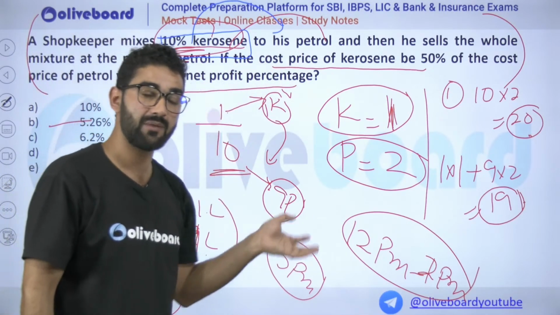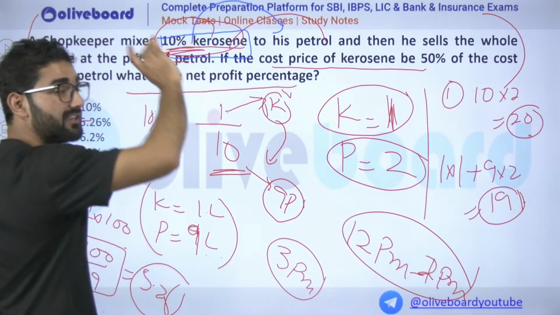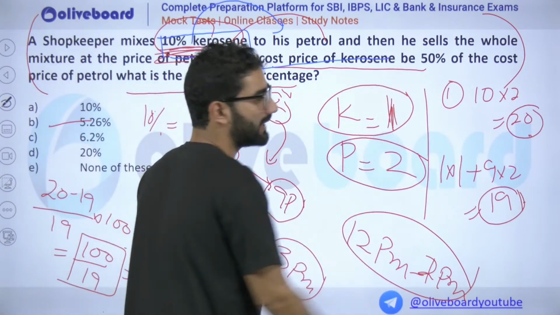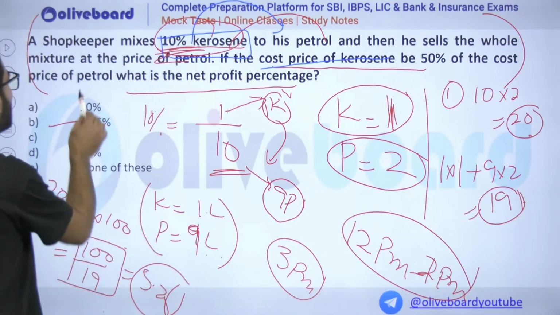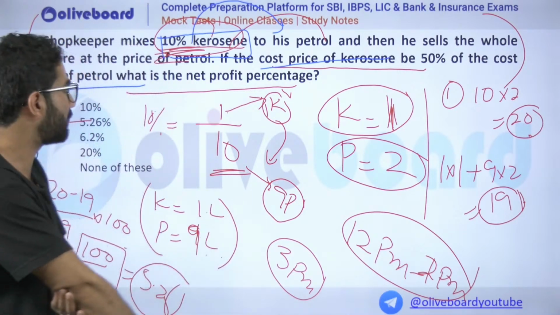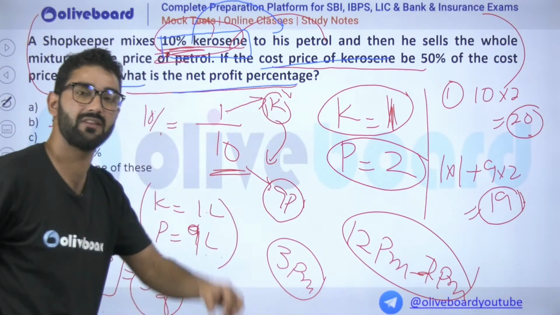Okay, 10% kerosene he mixed with the petrol. Now he sells this mixture at the petrol price. Why? Because the cost price of kerosene is 50% of that of the petrol. Obviously, we know that the price of petrol is good enough, so that's why, in order to get the percentage, there is some mix up.